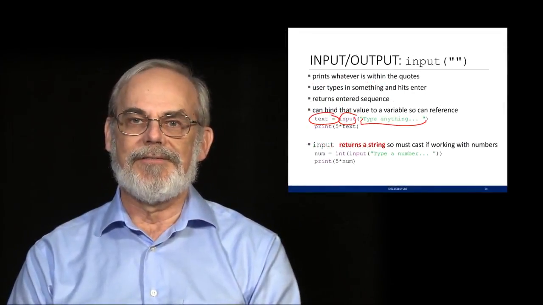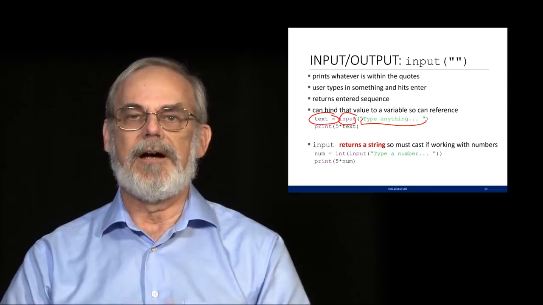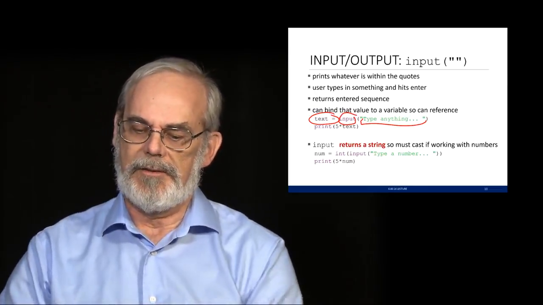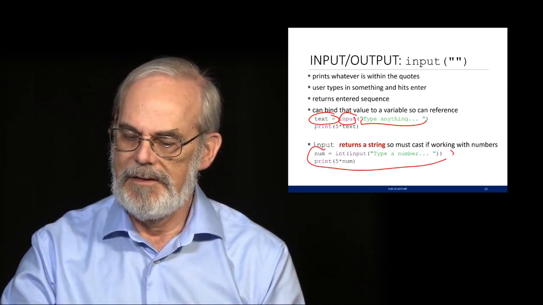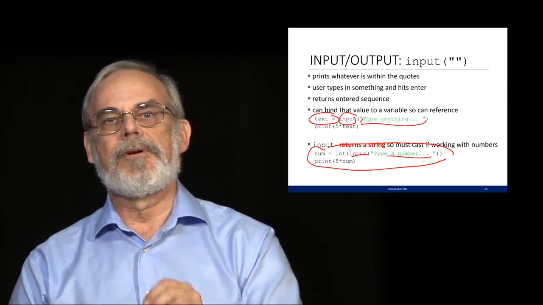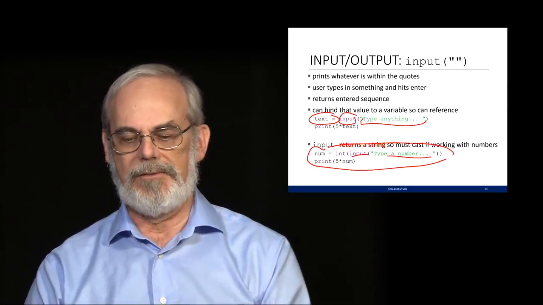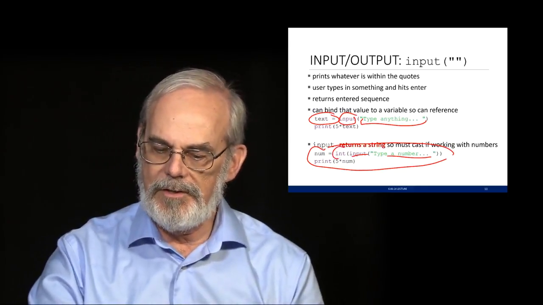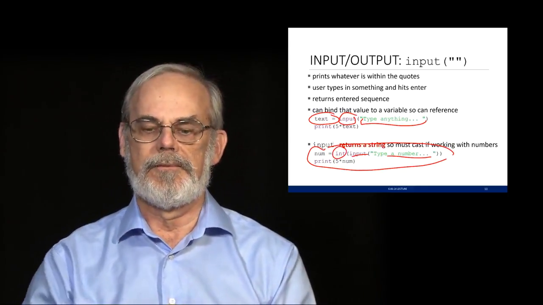But that says if I wanted to get a number in, I need to cast it. And that's what this last example does down here. Input, even if I type in a number, is going to interpret it as a string of the characters of the number. And so I need to turn it into an int before I actually use it.